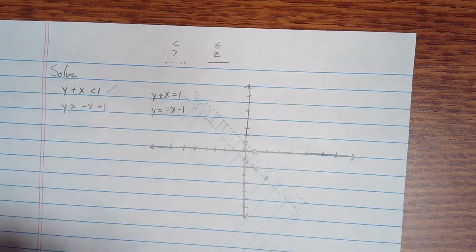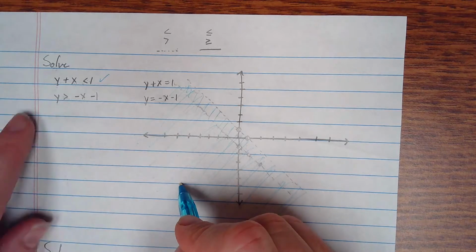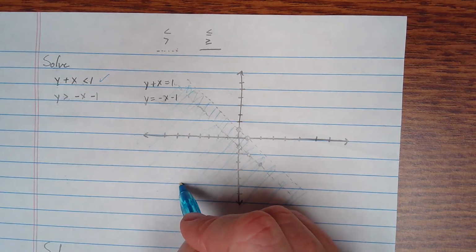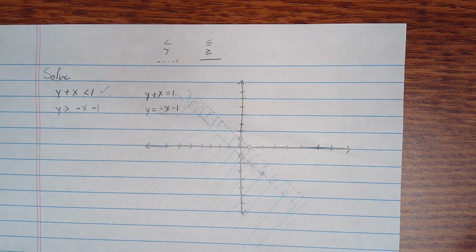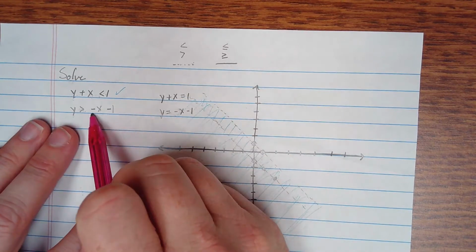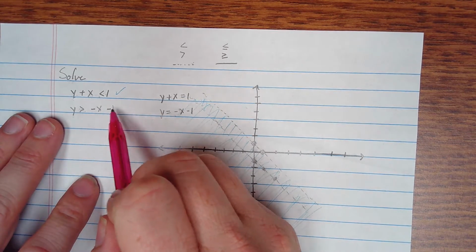Okay? All of that. Because I want you to understand, this is still a solution for the first one. It may not be a solution for the second one, but it may be for the first one. Then, we have to look at the second one. Okay? y is greater than negative x minus 1.